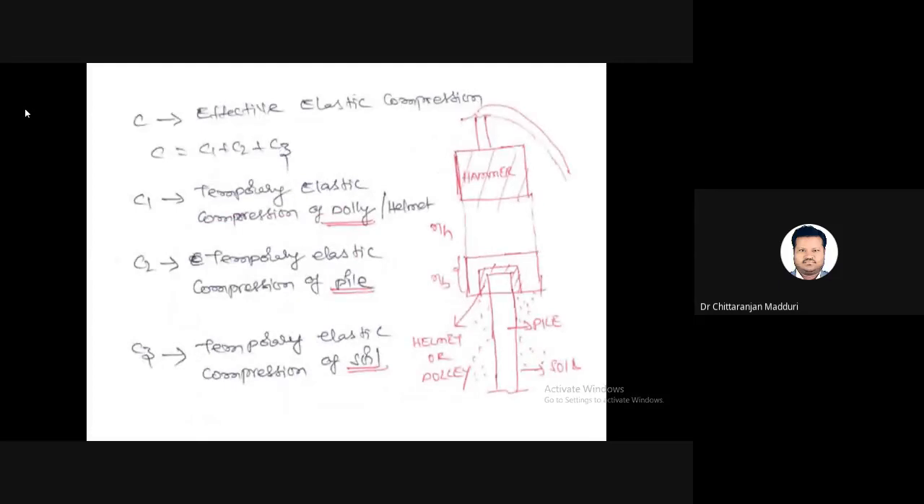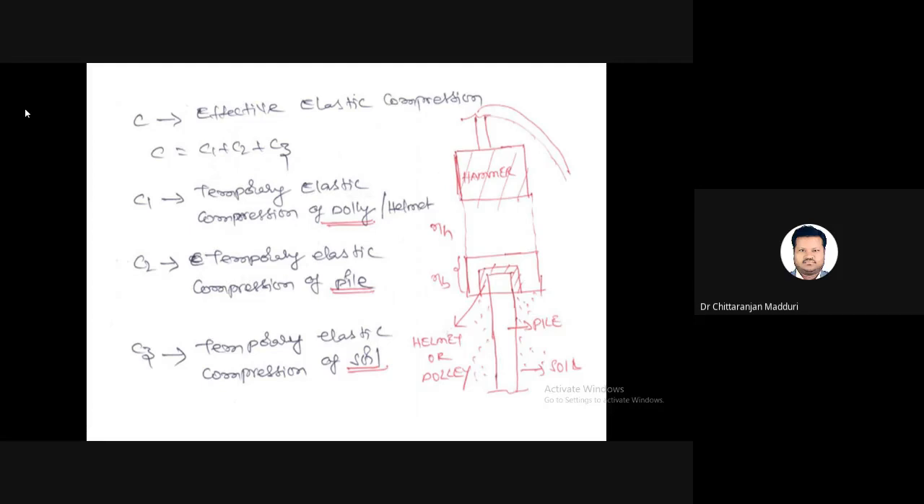So C is known as effective elastic compression. When the pile is subjected to a hammer blow, what will happen? The helmet will compress temporarily, the pile will compress temporarily, and at the same time, the soil also will compress temporarily. When the hammer is allowed to fall on the pile, three things will be temporarily compressed: one is the helmet or dolly of the pile, next the compression of the pile, and the compression of the soil.